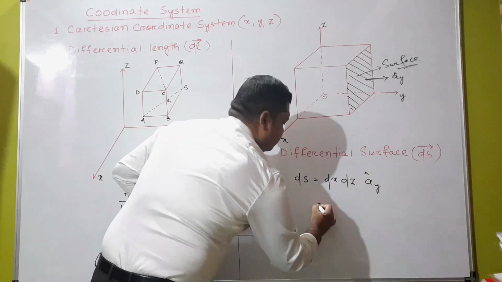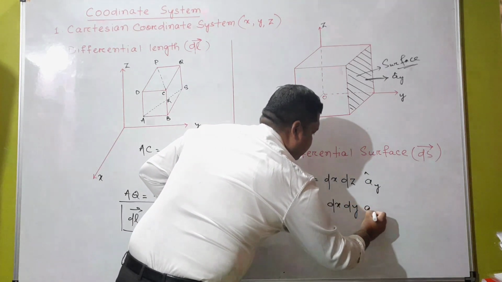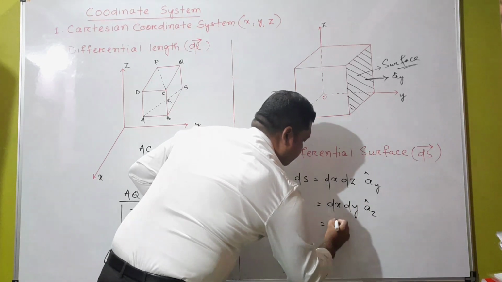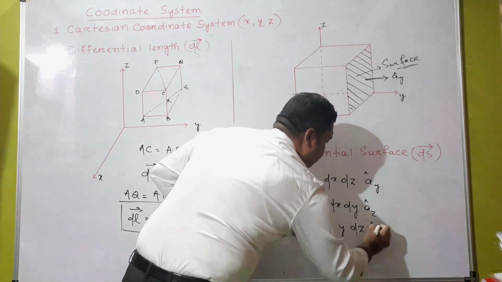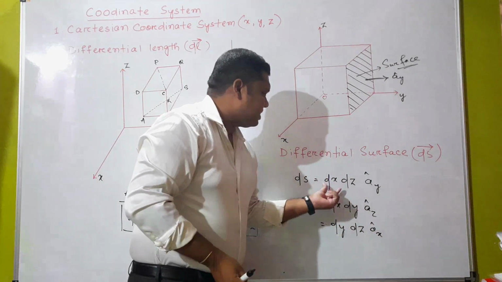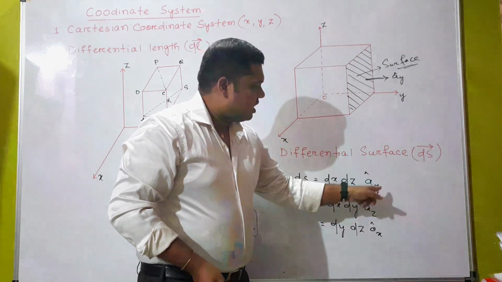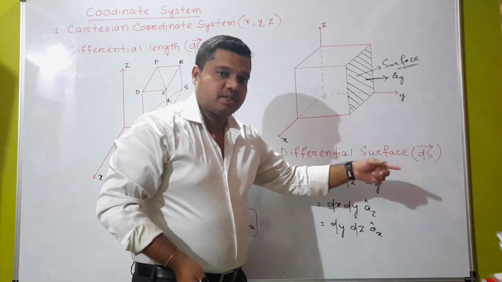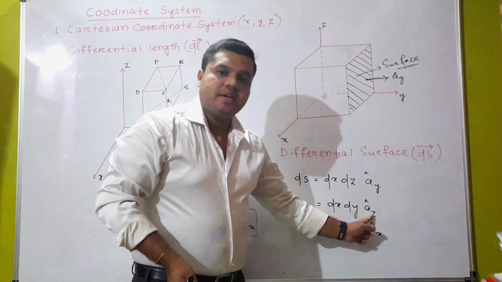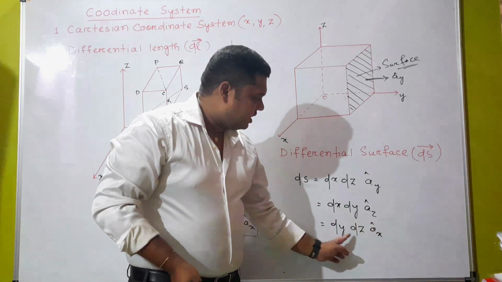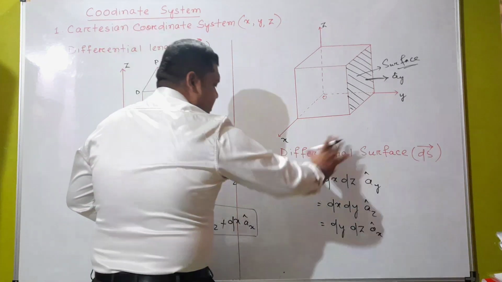Similarly, the differential surface can be calculated. Suppose dx dy az cap, again dy dz ax cap. If I consider differential length in the x direction and differential length in the z direction, the unit vector is in the other direction, that is the y direction. Similarly, dx dy into az cap, dy dz into ax cap. Now these are the differential surfaces.